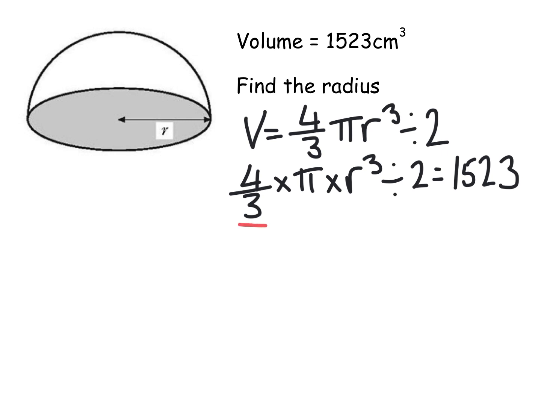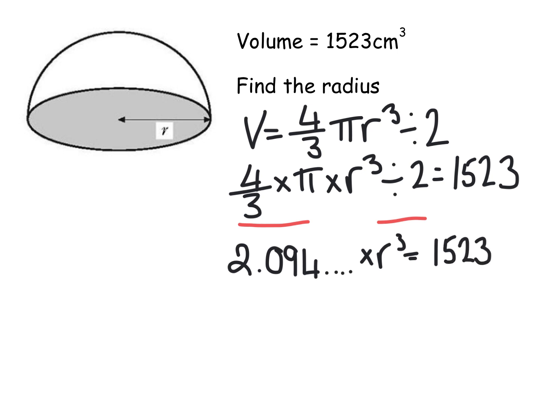Now we're going to do the numbers bit. So I'm going to do all the bits that I can on the left-hand side, which I've underlined. I'm going to go to my calculator and do 4 divided by 3 times pi, and then divide that by 2, and it gives me this as a decimal. It gives me 2.094, and that keeps going and going, so I do a couple of dots to show that I'm not rounding this. I'm using the exact answer. It's still sitting on my calculator screen, and that gives me times r cubed, and that gives me 1523. I then need to undo the times by this decimal. So r cubed will be 1523 divided by this decimal.